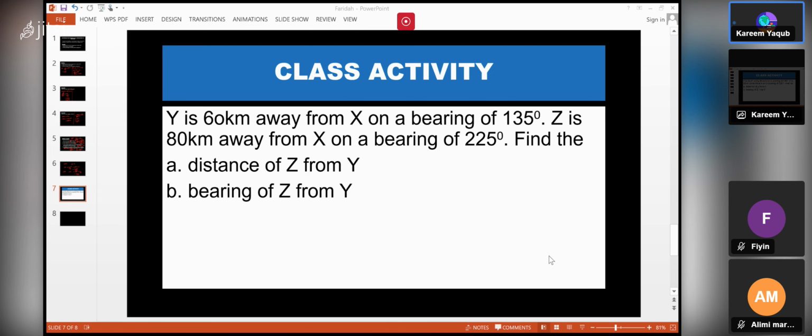Sometimes they will put bearing in the first section, and sometimes they will take it to section B. Whichever way, you should be able to solve it. If you have copied it, let me know.